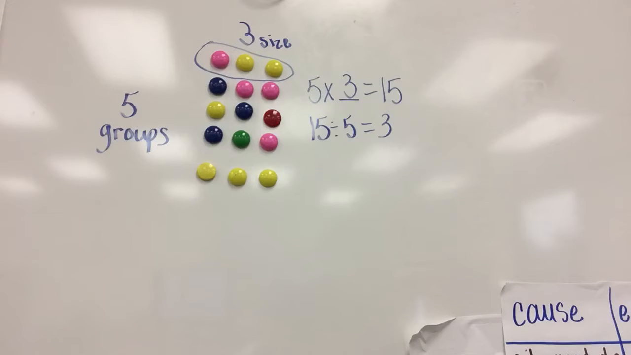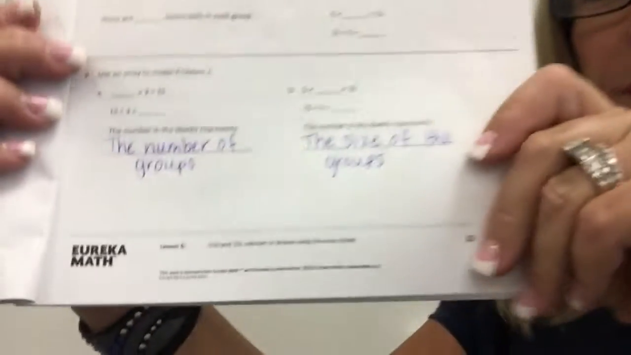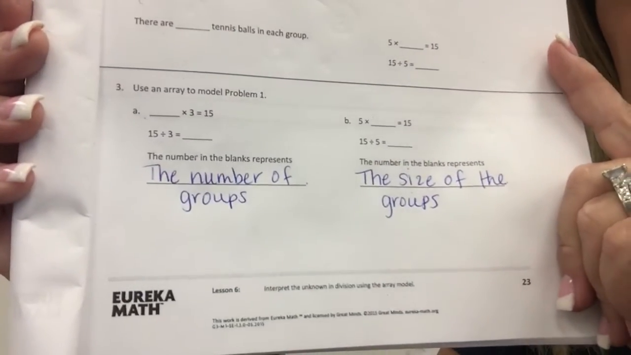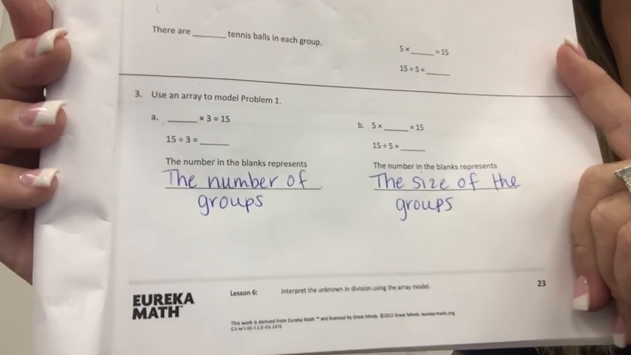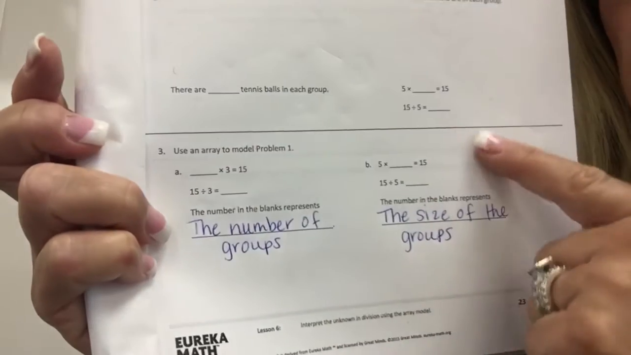I'll go ahead and do it. The number of groups and the size of the groups. You still with me? I hope so. So when you write it, the number of groups and the size of groups. Don't forget to fill in the numbers that belong there.